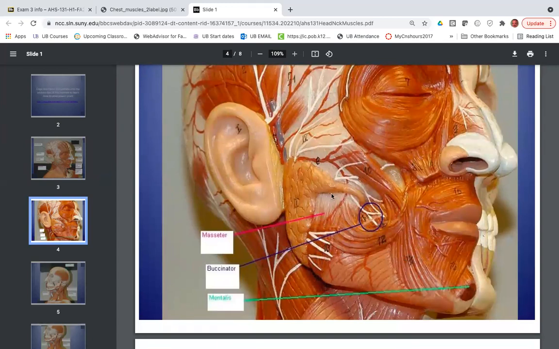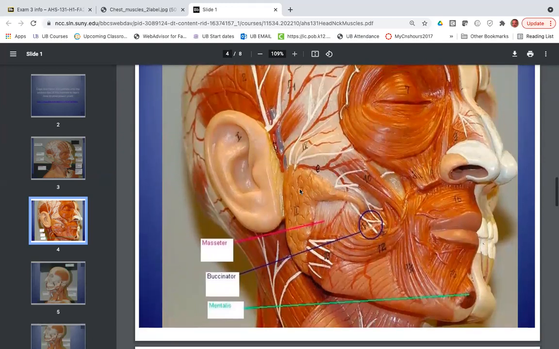Now, when we zoom in here on the face, right here, this gland is called a parotid gland. That's your parotid gland. And just anterior to the parotid gland is this muscle that runs up and down like this, and that's called the masseter. The masseter is one of your muscles of mastication. Mastication means one of your chewing muscles. So this is one of your chewing muscles.